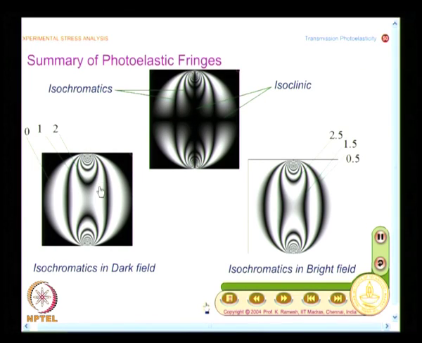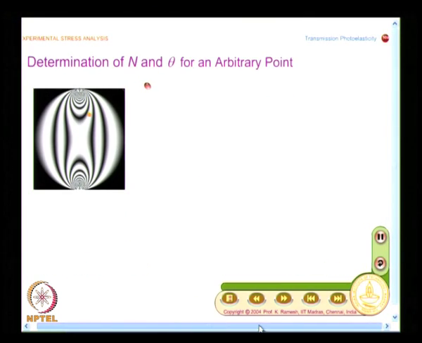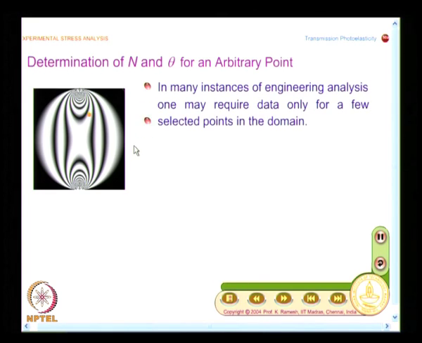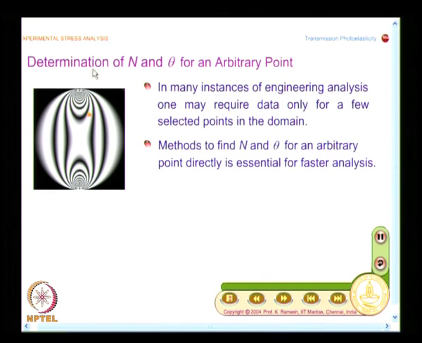Now, what we will have to look at is that in all problems we may not want to know the fringe order at every point in the domain. I have a fringe order 1 here, and I may have a point in between for which I need to find out the fringe order. Now, we need to find out how to do this experimentally. So, the focus is how to determine n and theta for an arbitrary point.